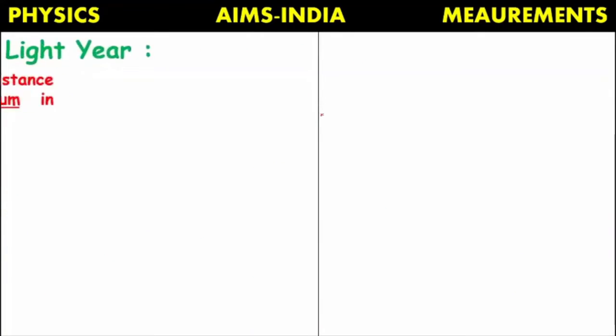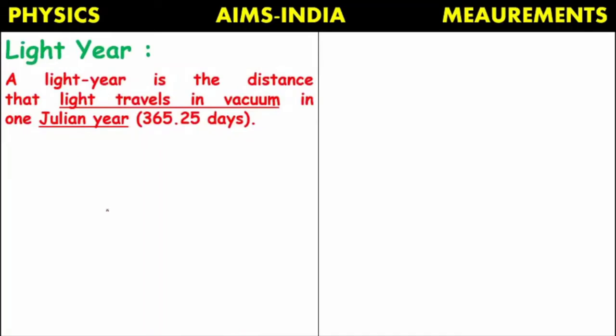Now light year. Light year means the distance traveled by light in 1 year in vacuum. That 1 year is the Julian year, the year which consists of 365.25 days.